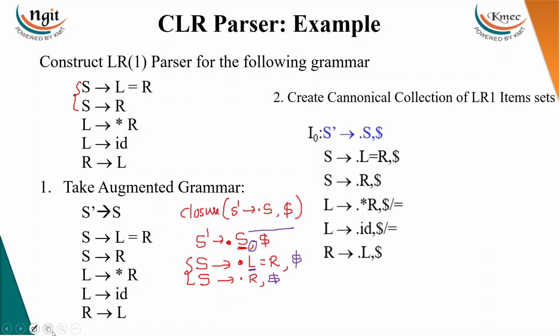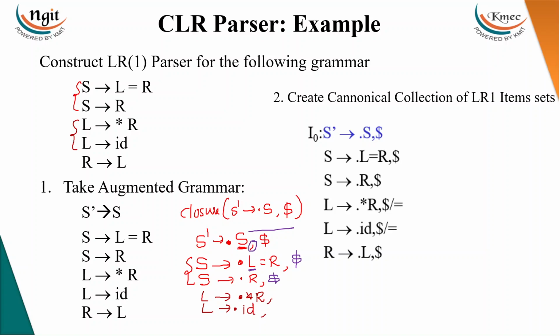Again we have L here, right? So for this L you have to add the production. So how to add the production for this L? See, non-terminal. How many productions is L deriving here? 2. Then you add it: L tends to dot star R comma, L tends to dot ID.